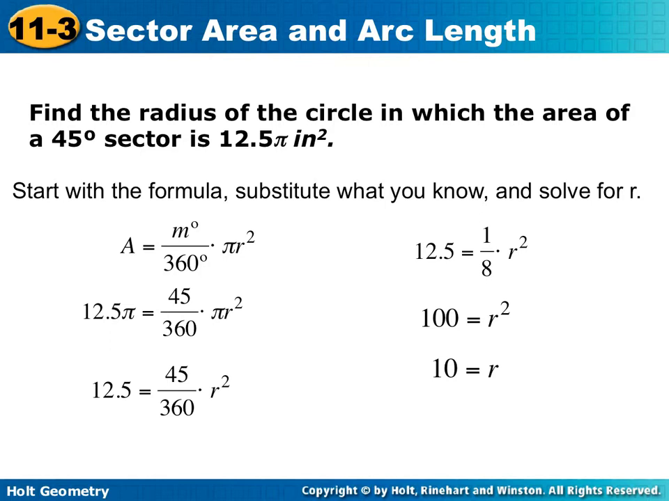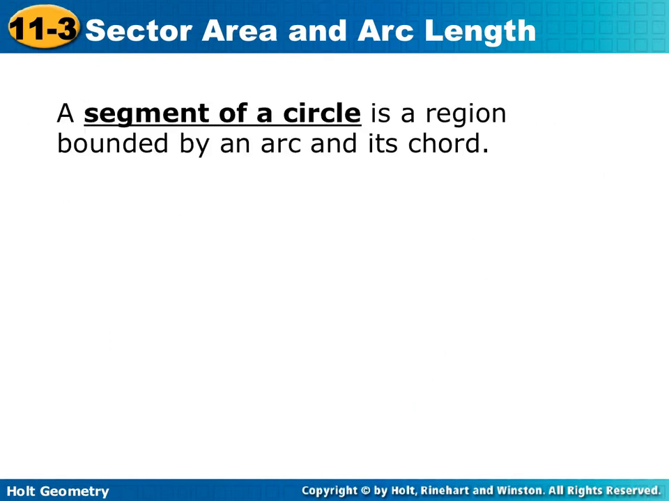Could you just divide 45 by 360 and then divide 12.5 by that? Divide 12.5 by what you got in decimal, yes. So instead of 1/8, you're coming up with a decimal number. You're dividing by it and then square rooting. Yeah, could do it that way. Okay, let's go on to the next thing.